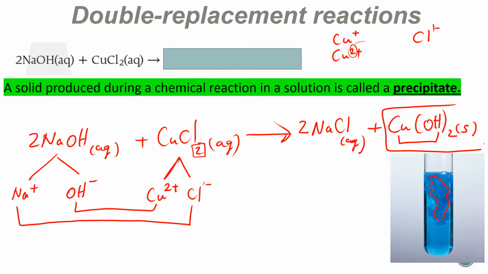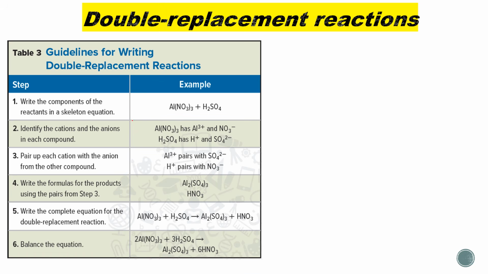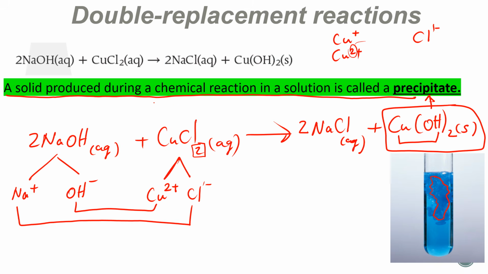So what do we call this compound? We call it a precipitate. So a solid produced during a chemical reaction in a solution is called a precipitate. What we did here is apply this guideline for how to do the double replacement reactions. Okay? And as you can see, this is the answer.